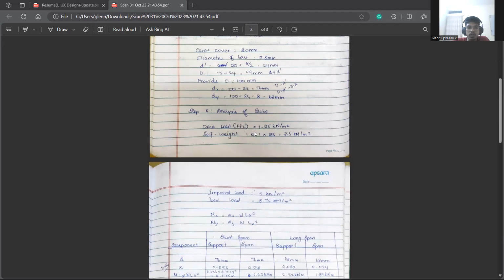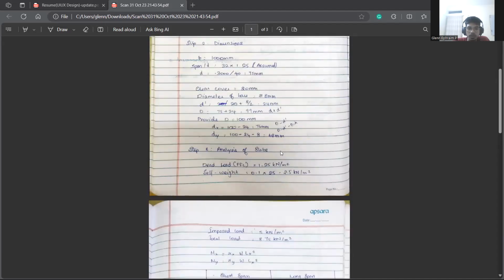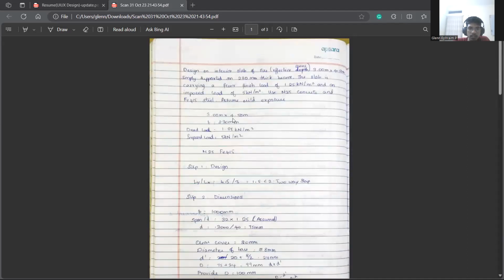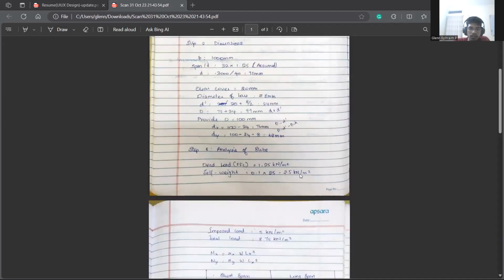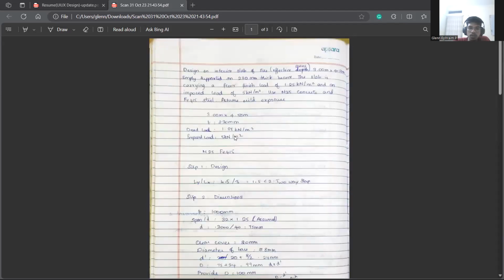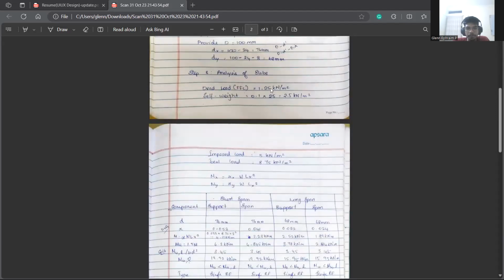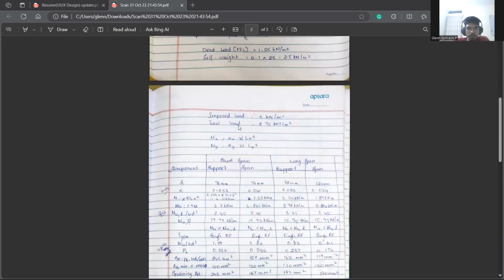First we take the dead load. The dead load is given in the question, 1.25 kilonewton per meter square, and the self weight is 0.1 into 25, which gives 2.5 kilonewton per meter square. The imposed load is also given, 5 kilonewton per meter square. The total load is the sum of the imposed load, self weight and dead load, which gives 8.75 kilonewton per meter square.